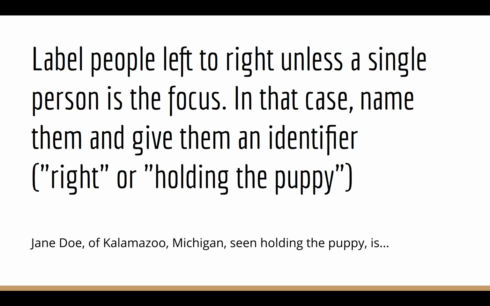But there's going to be cases where there's an obvious person who's the center of attention. And for that, it would probably be good to give them an identifier. So if this person is holding a puppy, you'd say John Doe of Kalamazoo, Michigan, seen holding the puppy, right?